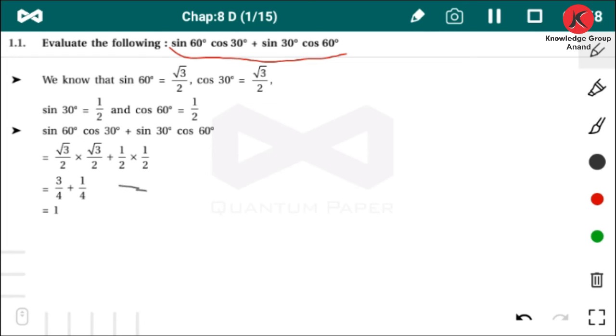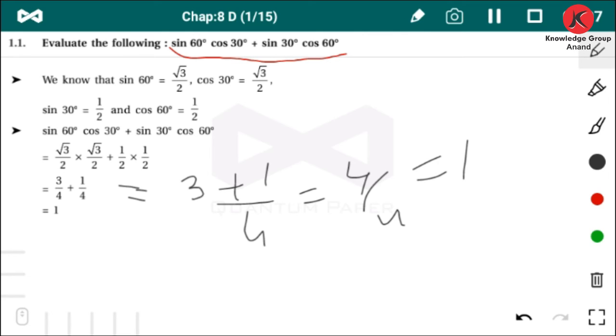Therefore, it is equal to 3 plus 1 by 4, which is equal to 4 by 4. Then the answer is 1. Sine 60 into cos 30, sine 30 into cos 60. It is an objective type question. Put in the values and then do the simplification.